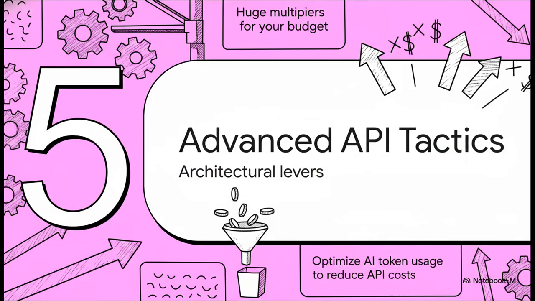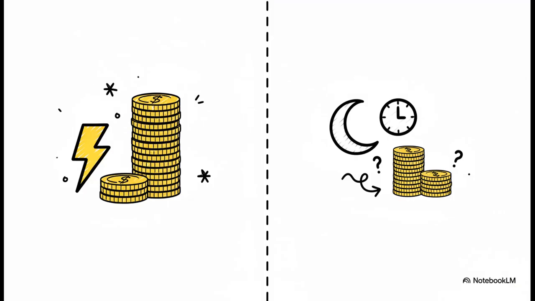Let's level up. Section 5, Advanced API Tactics. Now we're getting into some levers that require a bit more architectural thought, but they give you huge multipliers for your budget. First up, do you actually need speed? The standard API gives you instant answers at full price. But if a job doesn't need to be instant, you should absolutely be using the batch API. The batch API runs your requests within 24 hours and instantly slashes those specific costs by 50%. This is literally perfect for nightly summarizations, bulk classification of CSVs, or just regenerating marketing copy in the background.